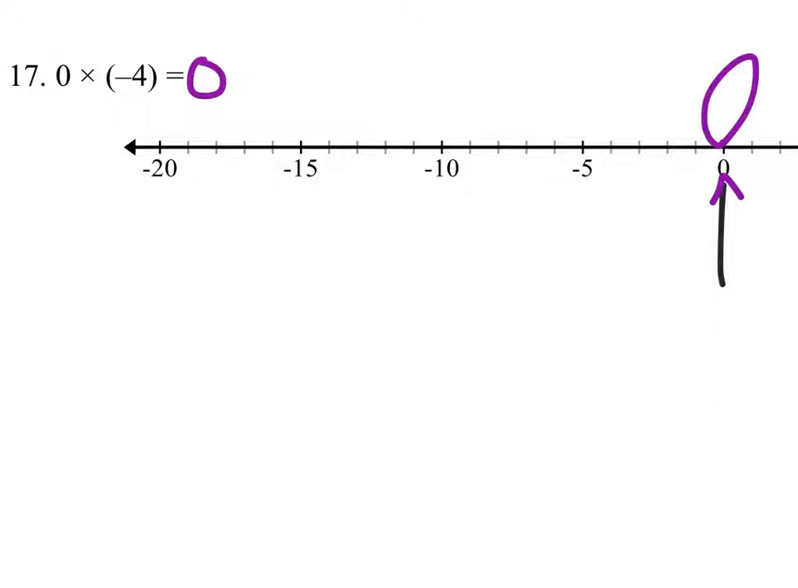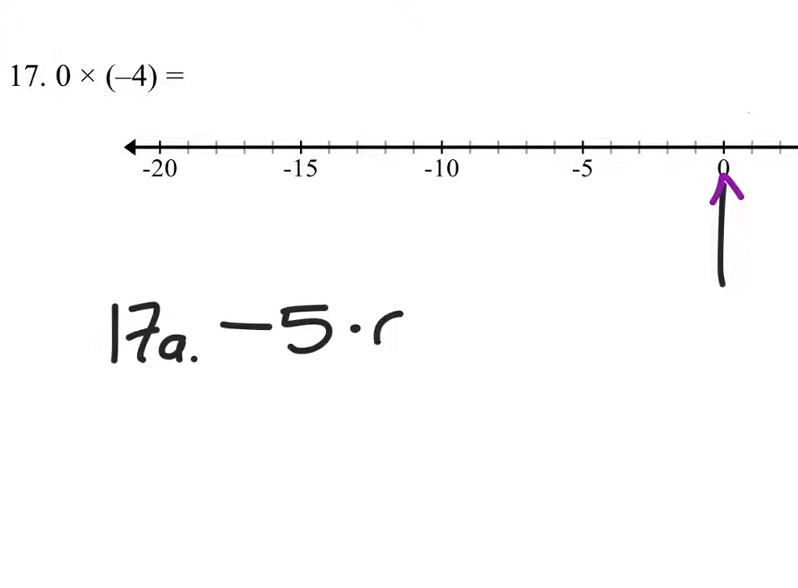Does that make sense? Let's change this though, okay? So we'll still start at 0 no matter what the problem is, but let's make this a 17a just out of curiosity. Let's make this negative 5 times 0. And I used the right multiplication symbol, notice, right? Well, what does this tell us? 5 groups of 0. Opposite. Yeah, very good. It's the opposite of 5 groups of 0.